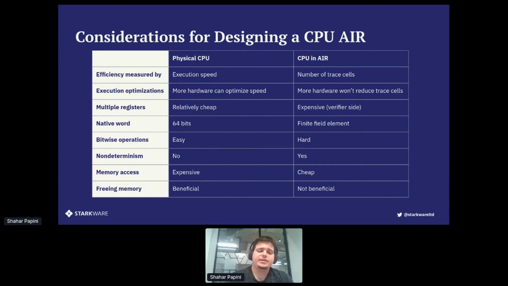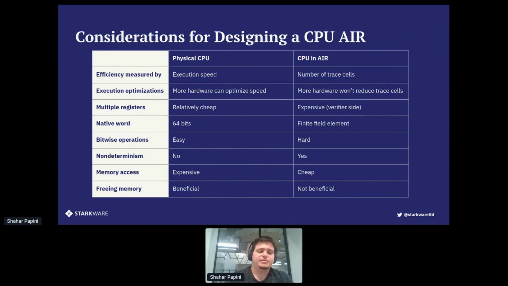In AIR, it's usually a lot harder, because if you add logic, if you add trace cells for some hardware, you, by definition, get something that is a lot less efficient. So although you can do things sometimes, usually it's better to just keep it simple, keep it lean, keep it fast. Fast, I mean fewer trace cells.